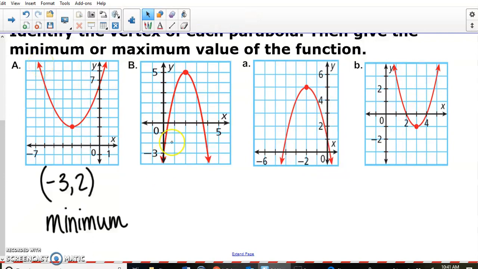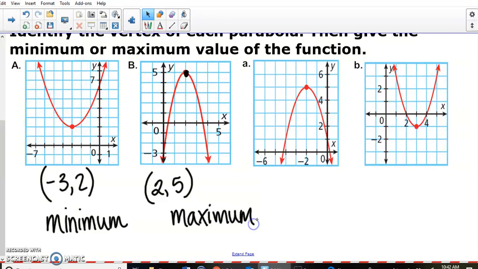Okay, on this next one, it looks like my vertex would be 2, 5. Okay, this point right here, and in this case, this would be the maximum because my parabola goes down from there. Everything else is located down from that point. Okay, go ahead and do these next two on your own.